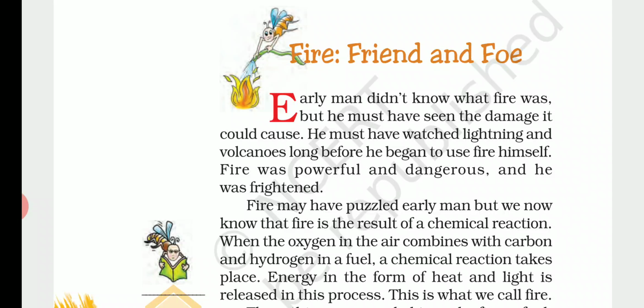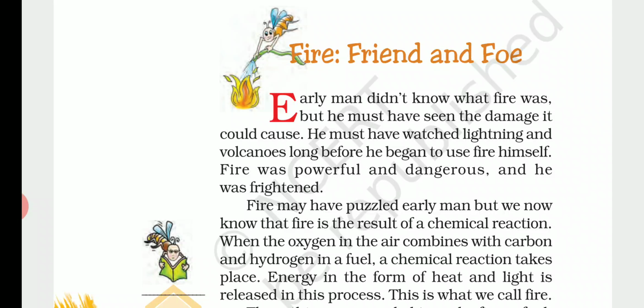When the oxygen in the air combines with carbon and hydrogen in a fuel, a chemical reaction takes place. What combines? Oxygen. Where is it present? In the air. So when oxygen combines with carbon and hydrogen in a fuel. सो एक फ्यूल की ज़रूरत पड़ती है. आप ऐसे ही कहीं कुछ नहीं कर सकते. What we need? A fuel. ठीक है. A chemical reaction takes place.